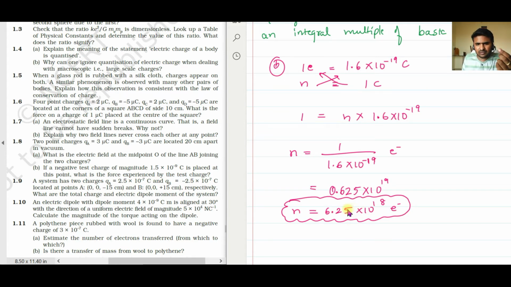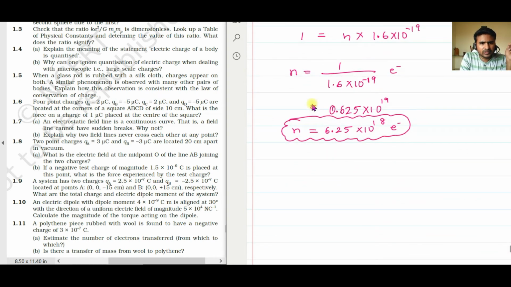What I'm trying to say is, to get 1 coulomb of charge, you need to have these many electrons. Even if you have 1 or 2 electrons fewer than this, still the charge will be approximately 1 coulomb itself. So that is the meaning of this. The answer is very simple: since the charge of an electron is very small compared to a macroscopic charge, the quantization can be neglected. That is the answer. Now we'll move to the next question.